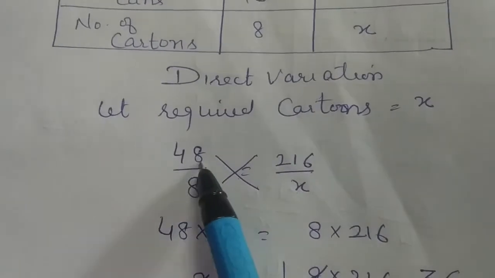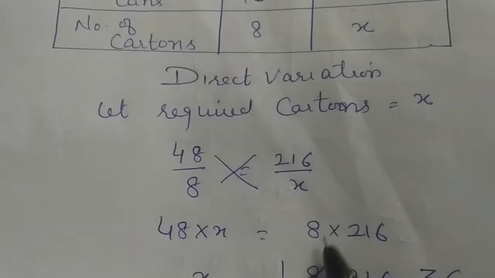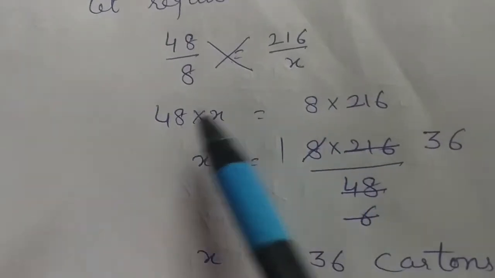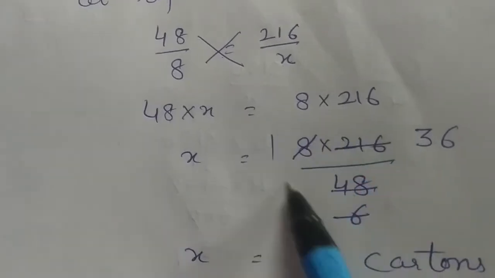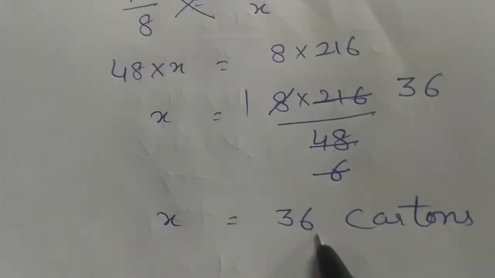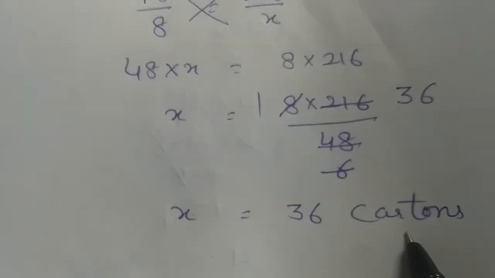You will multiply 48 by x. Then 8 multiply by 216. Bring 48 here and by cutting reduce to the lowest terms. Your answer will be 36 cartons.